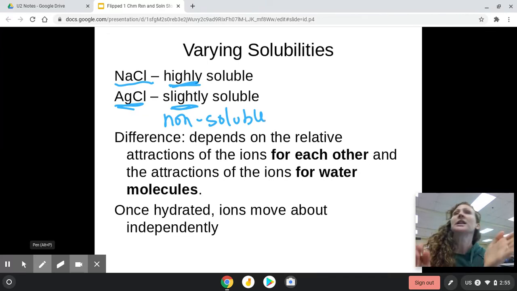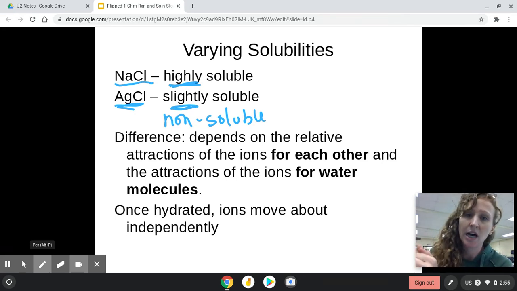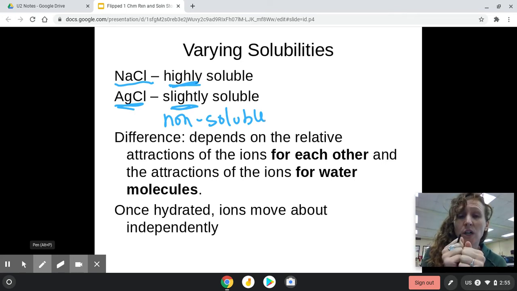If the ions have a very high attraction for each other, it's going to be non-soluble. If they are more attracted to each other than they are to water, it'll be a non-soluble salt or a slightly soluble salt. If the ions are more attracted to water than they are to each other, it'll be a highly soluble salt.